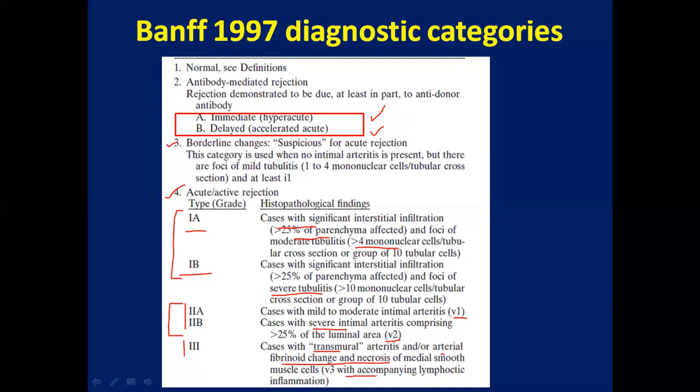So these lesions are labeled as V3 lesion, and it was thought that V3 lesions are accompanied by lymphocytic inflammation. And it was believed that V3 lesion, whenever there is a very severe vascular rejection, fibrinoid necrosis and all that, it is mostly associated with antibody-mediated rejection. So if V3 lesion is there, think more of antibody-mediated rejection.